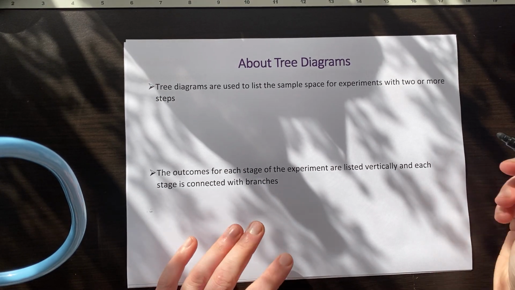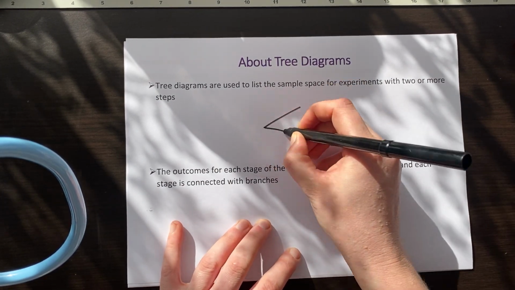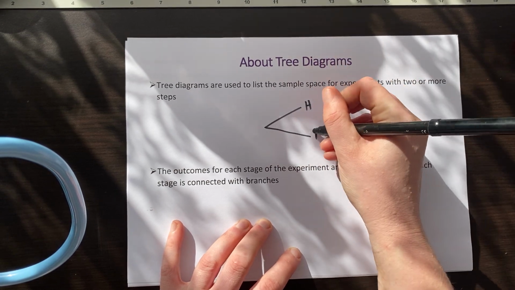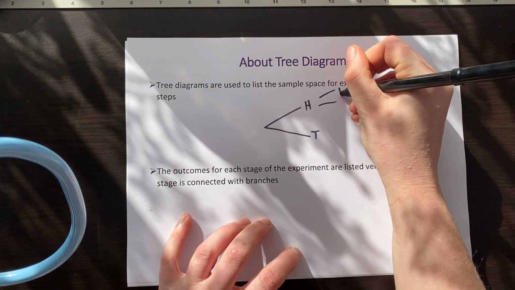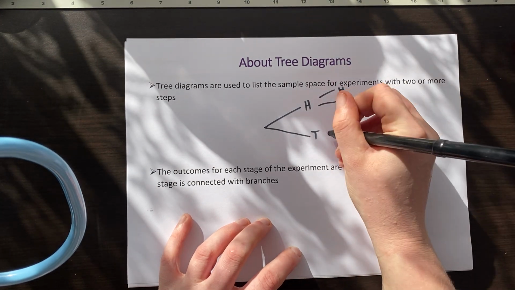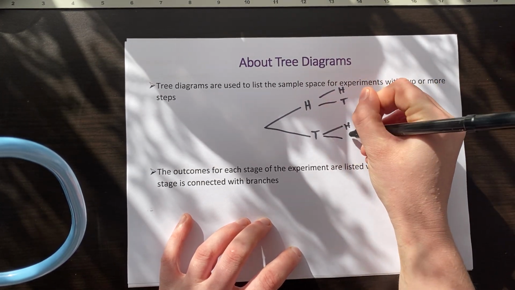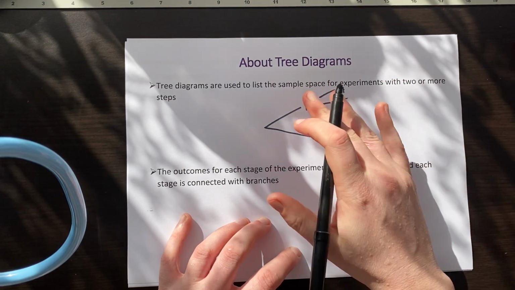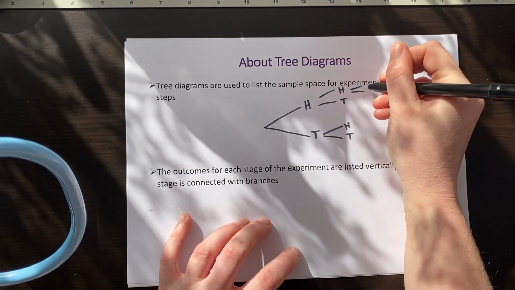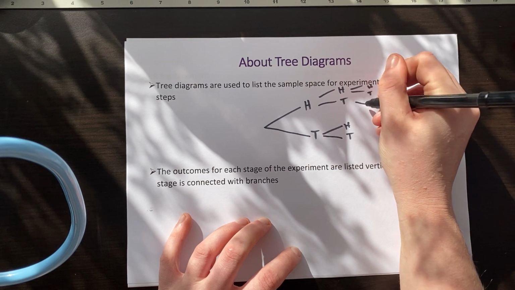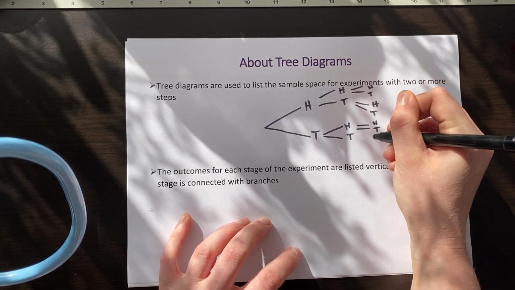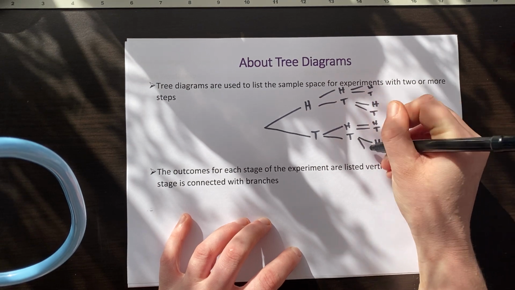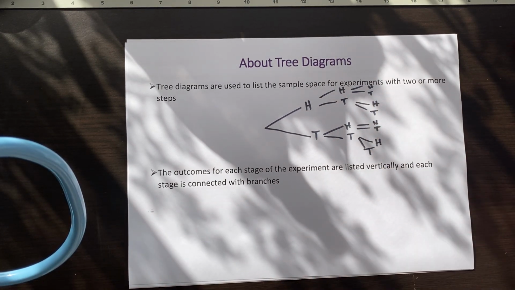So let's say you were to toss a coin. If you toss a coin, you've got a chance of a heads or a tails. But then if you toss it again, you get a heads or a tails, or if you got a tails first. And this just keeps going on and on. So I could keep going heads, tails, and keep going through. Like that, and you just keep going, so they can get really big.